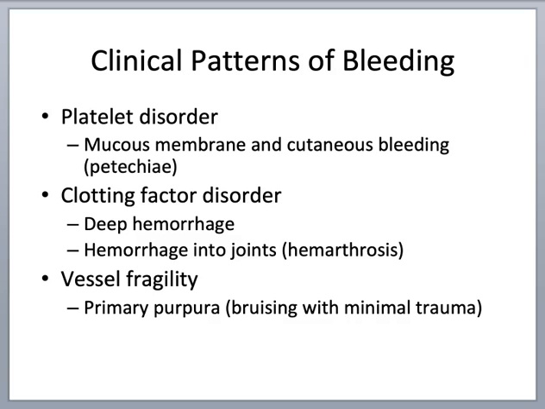Now, with clotting factor disorders, you get a different type of bleeding. That is deep hemorrhages or hemorrhage into joints. So these patients have hematomas that are situated deeply in the soft tissues or muscle, or they have frank bleeding into joints. And so we'll talk about more of these clinical patterns of bleeding and the underlying mechanisms in the second case.